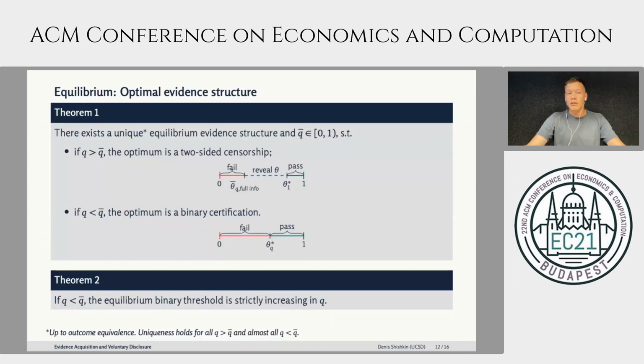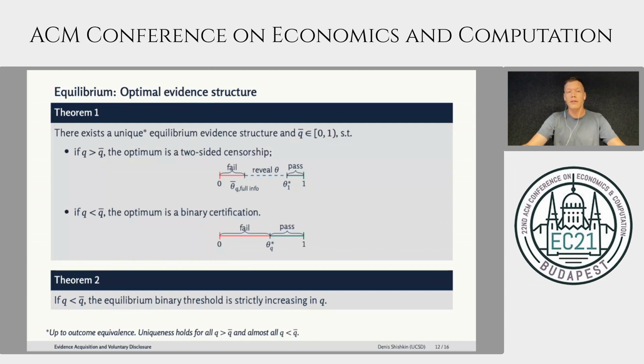Well, the main results of the paper characterize how optimal evidence structure depends on Q for a general Q. First, I show that the equilibrium evidence structure exists and is unique up to an outcome equivalence. The structure of the optimal mu is characterized by a cutoff Q bar. When the probability of obtaining the evidence is above this cutoff, the optimum is a two-sided censorship. What that means is that it has pooling at the bottom as well as pooling at the top. Moreover, the lower pooling threshold actually corresponds to the disclosure threshold under fully informative evidence structure, and the upper pooling threshold coincides with the pure design case we just considered.